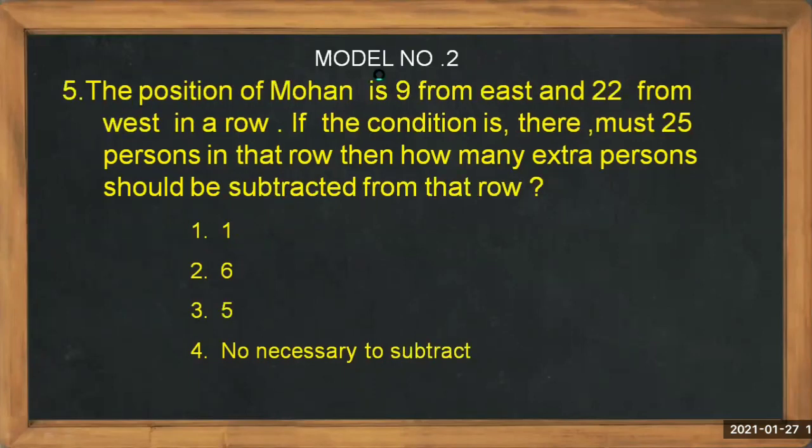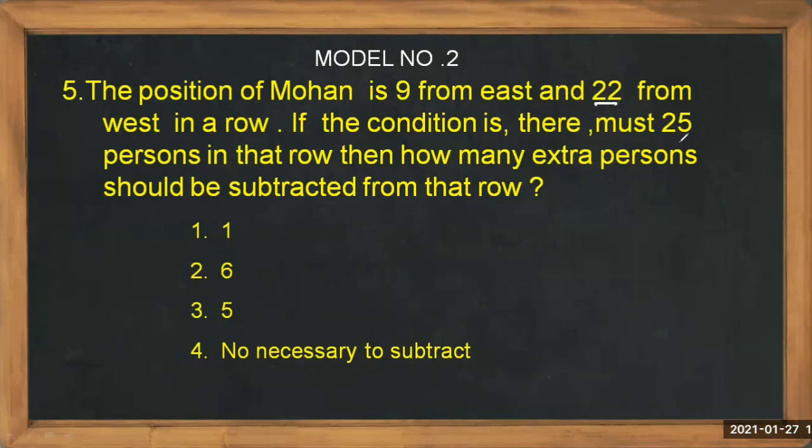The same model. The position of Mohan is 9 from east and 22 from west in a row. The condition is that there must be 25 persons in that row. Then how many extra persons should be subtracted from that row? Very simple, the same order.